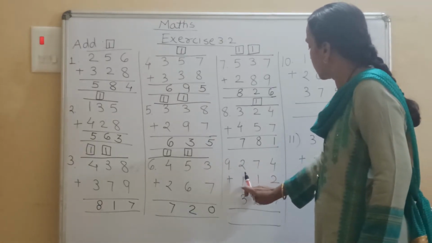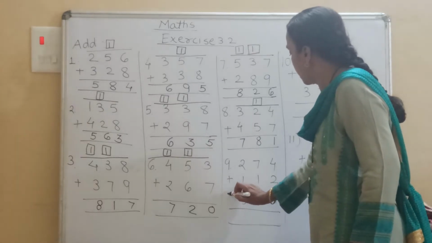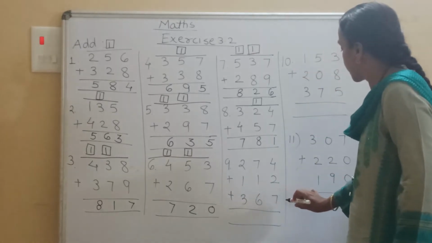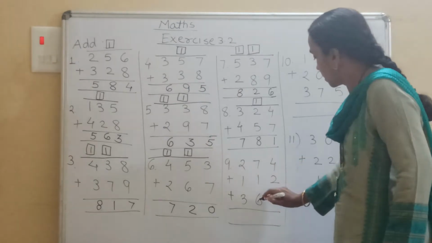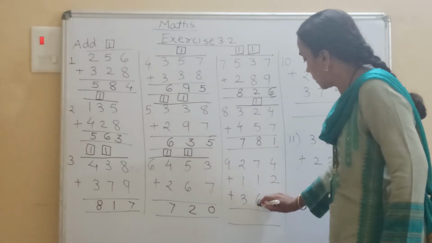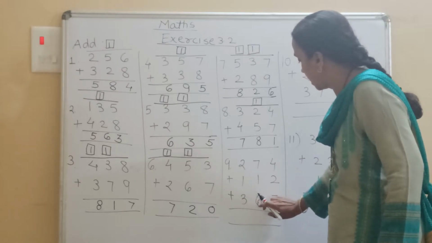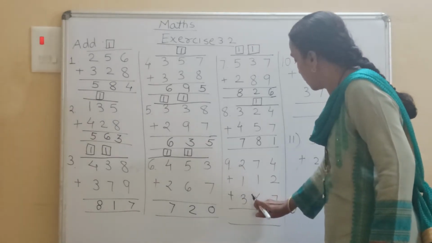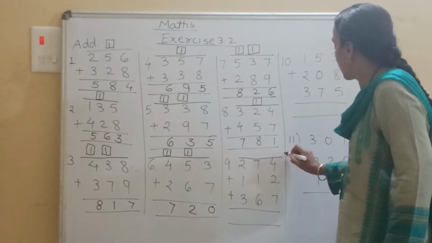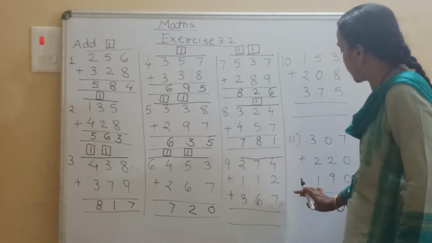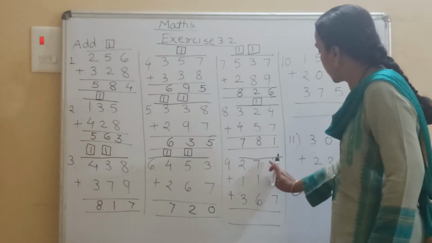Now see the ninth question. 274 plus 112 plus 367. No problem if there are 3 lines we have to add. No need to worry. We can do the addition as it is. Okay, so start with ones.